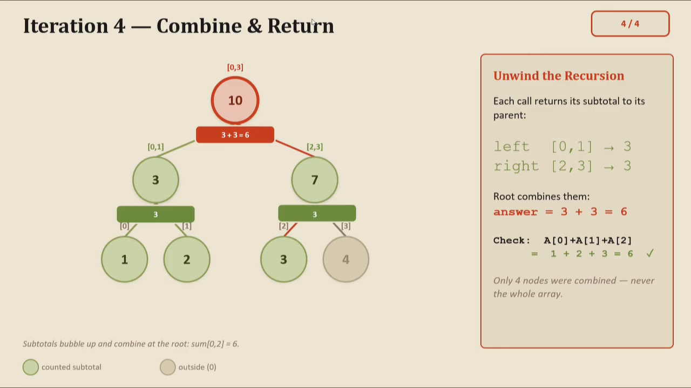Root of 0 to 3, left of 0 to 1, right of 2 to 3, leaf node 2 and leaf node 3. That's just 4 nodes out of 7 total. And we never touched 0th index of A or first index of A individually. The fully inside pruning at range 0 to 1 saved us those 2 visits.